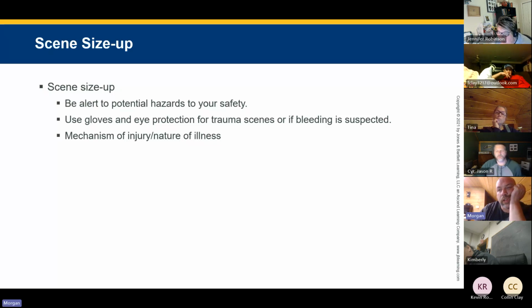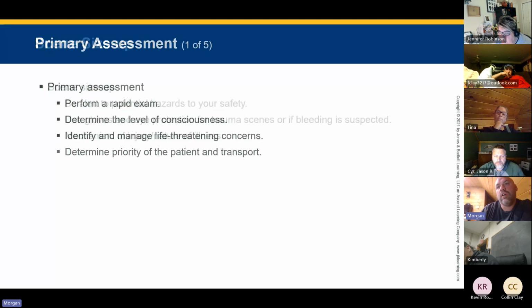So the mechanism of injury, like if it's an ATV accident or vehicle accident or whatever, depending on what caused the injury, we'll be starting to look in our mind for what injuries we're going to be looking for. And the nature of illness, same thing. If somebody's having a heart attack, we're going to be focusing on that.